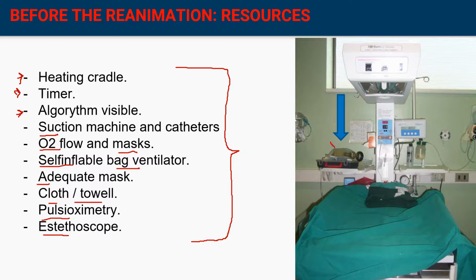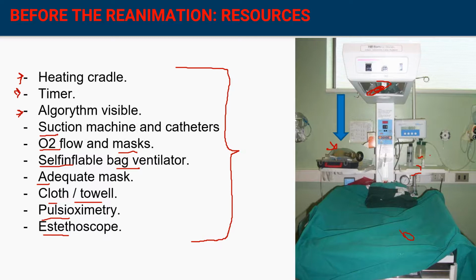Here is the AMBU, the positive pressure ventilator. Here is the cradle with the heater, the clothes. Here we have aspiration and oxygen in the wall. So all the important things must be prepared, and the person who is in charge of the reanimation must know where all of those things are.